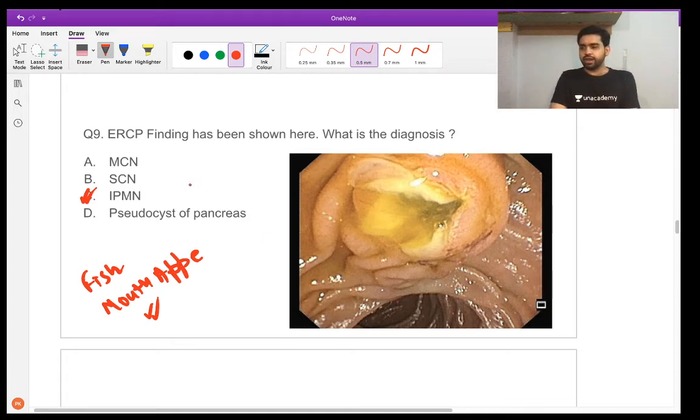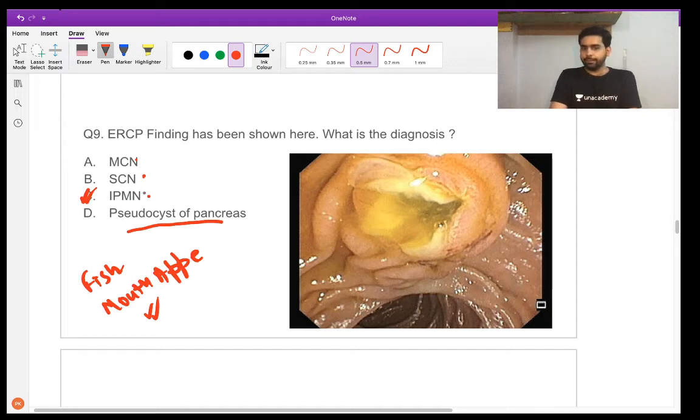Now what you need to understand is this. Pseudocyst of pancreas is a benign cystic disease of the pancreas, and MCN, serous cystadenoma, and IPMN are the diseases that have a malignant potential. Okay, right. So these are basically the cystic tumors of the pancreas.